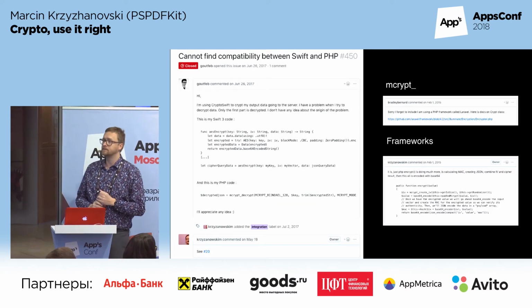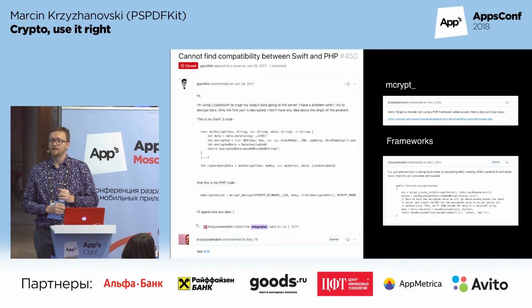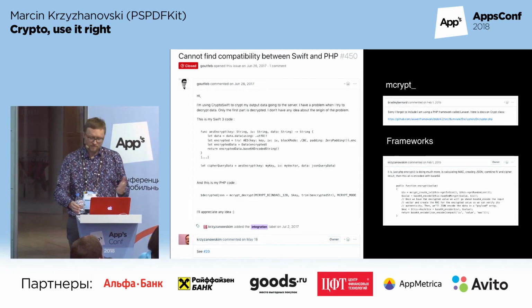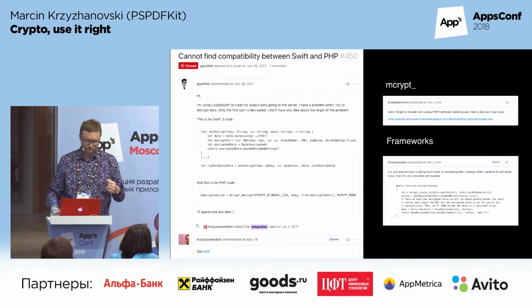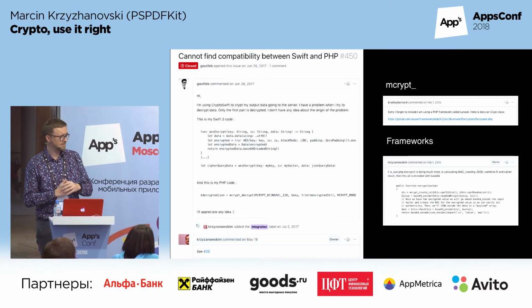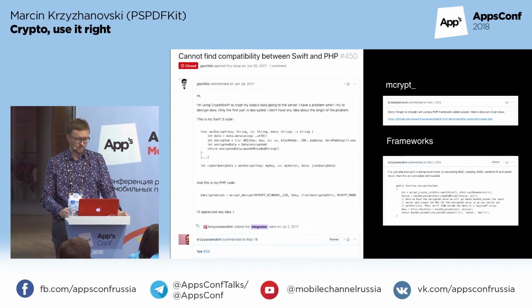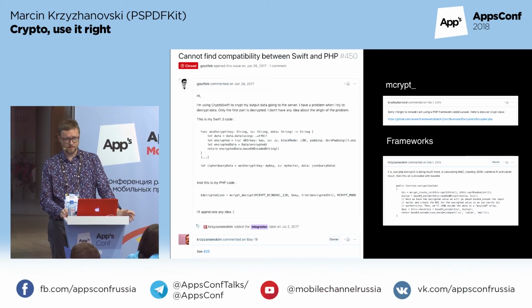Okay, there was that. Next is compatibility. Normally, you know, crypto algorithms are really well defined. They are standards. So the basics should be compatible between the implementations.